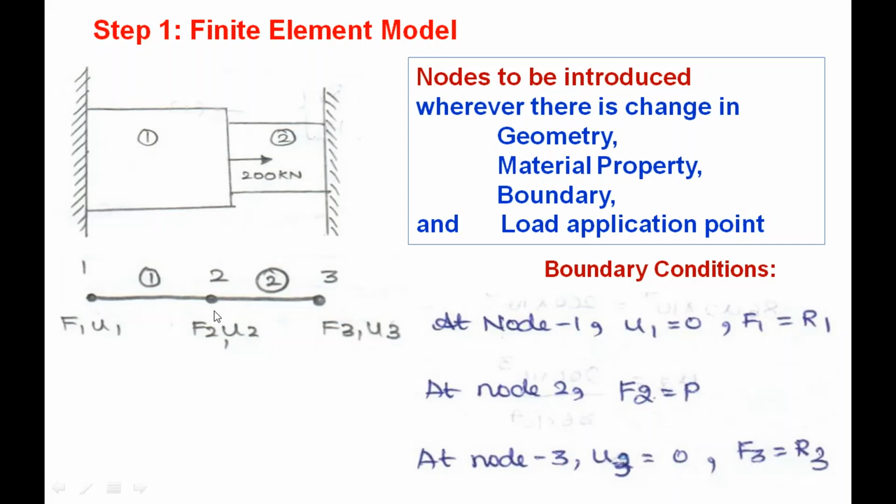Now the next step, we are going to derive the finite element characteristic equation for element 1 and element 2. When we do the characteristic equation, the common node for these two elements is node 2. So whatever the property and the load acting on this common node should be equally divided when we write the finite element characteristic equation. So that we will see.